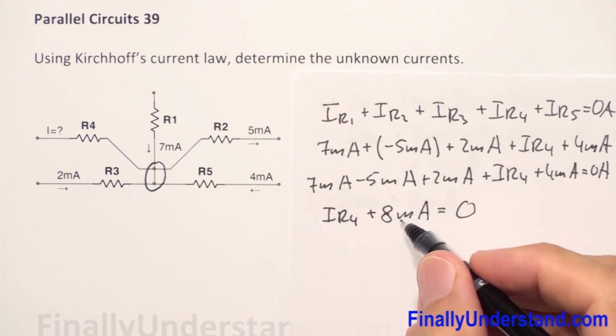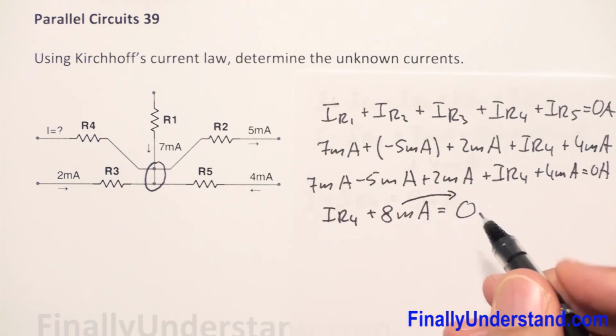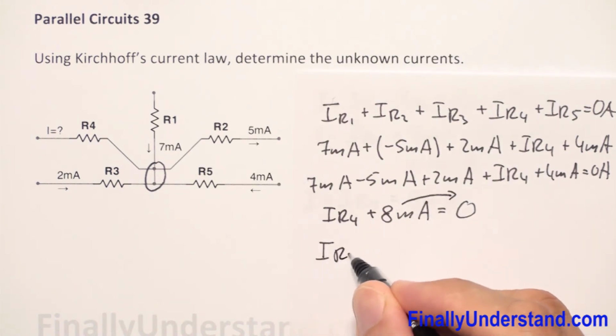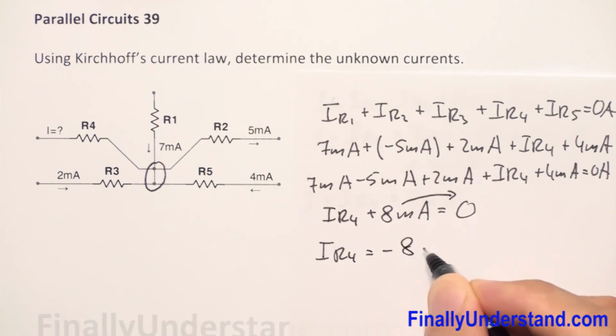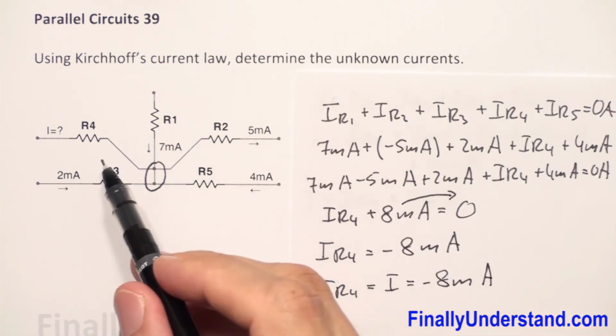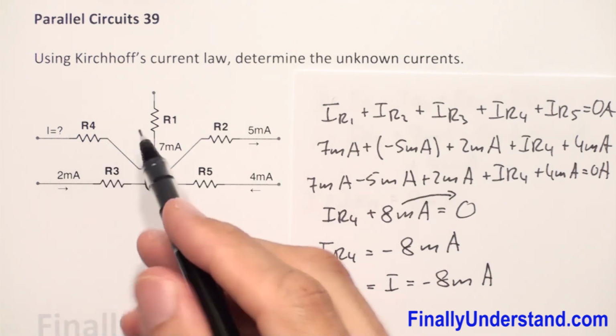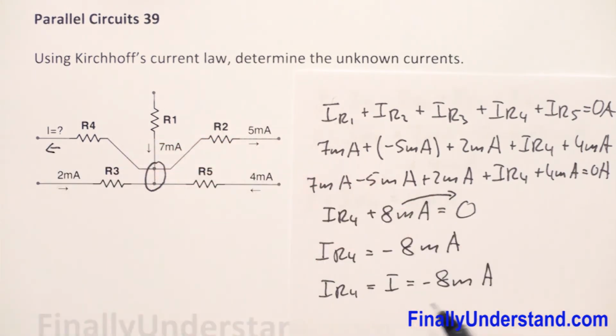So I'm looking for IR4, that's why I'm going to move 8 milliamps to the other side. So I have IR4 is equal to negative 8 milliamps. So I can say that IR4 is equal to I on my diagram, and this is equal to negative 8 milliamps. It means that this current is leaving the node, going in this direction. And this is the solution to my problem.